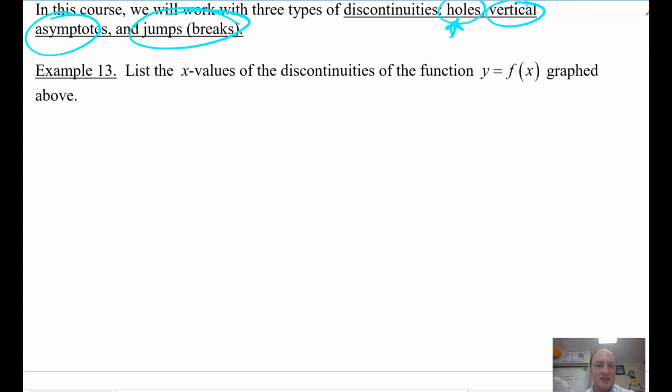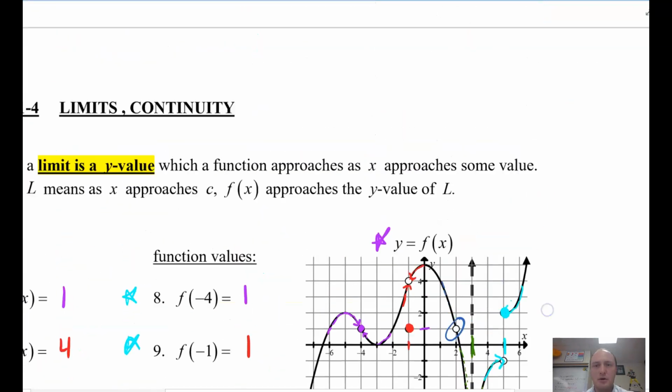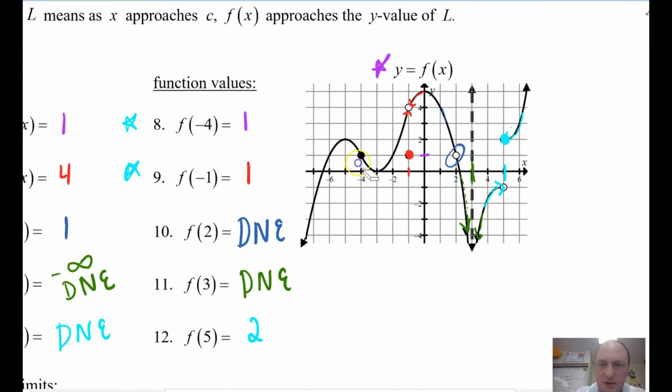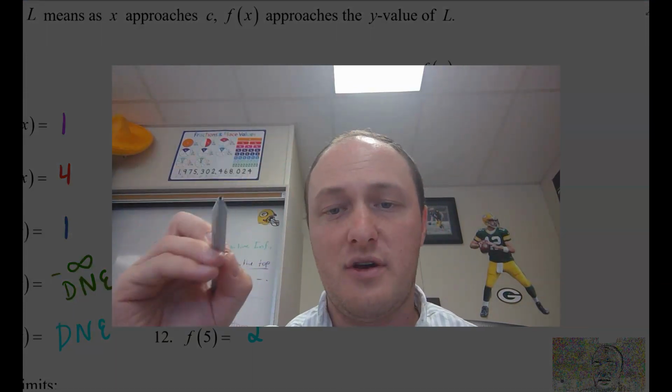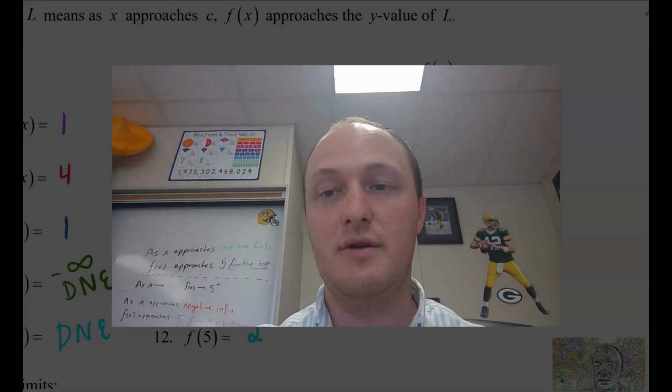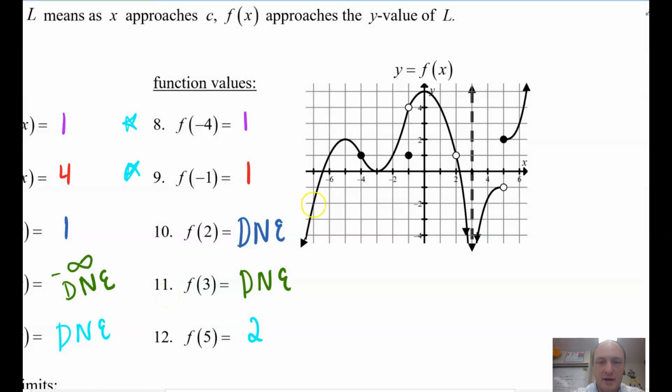Talking about example 13. It says list the x values of the discontinuities of the function y equals f of x graphed above. So if I look over here, I'm going to get rid of these. The idea is, can I draw this function and not lift my pencil? Every time I have to lift my pencil, discontinuity, not continuous. Okay, so I'm going to go ahead and sketch this. Notice here I have a function output, so still continuous. Uh-oh, right here, here's a discontinuity. I have to lift my pencil to jump over that hole.